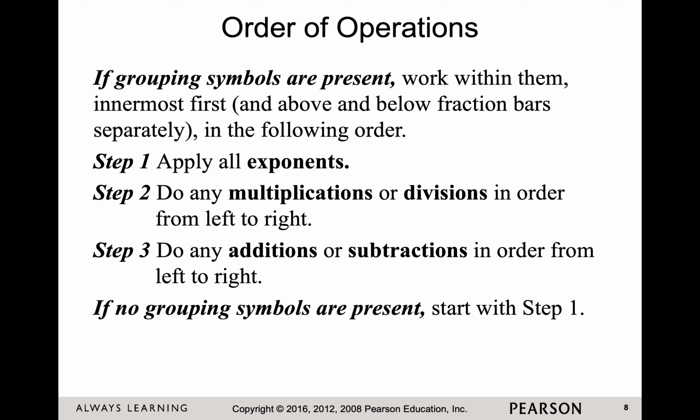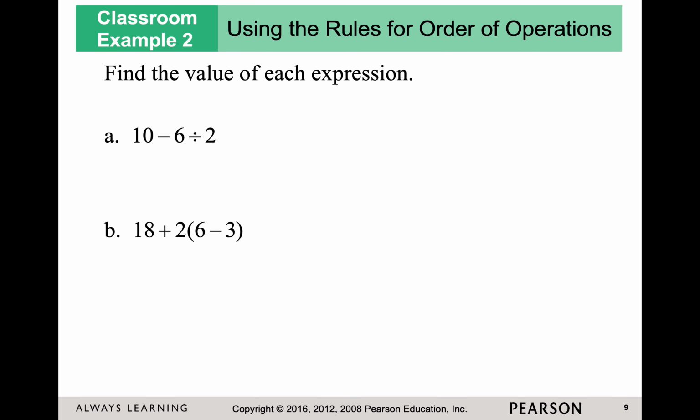If there aren't any grouping symbols, then you're just going to skip to step 1. If there aren't any exponents, you're going to skip to step 2. But make sure you're going from left to right in the problem. So if I'm moving from left to right, I have no parentheses. I have no exponents, which means multiplication is the next thing to happen. I have no multiplication here. So I'm going to do my division from the left to the right. So I'm going to do 6 divided by 2, which is 3, and then I'm recopying that 10, and I get 7.